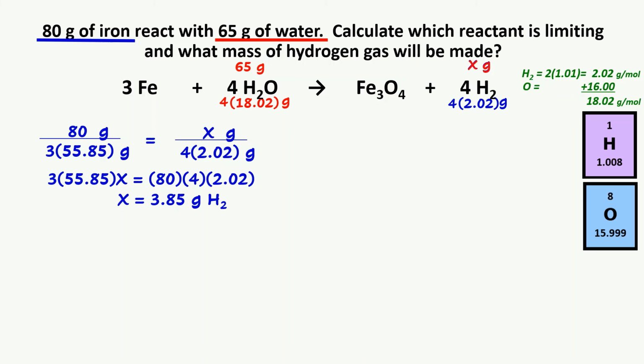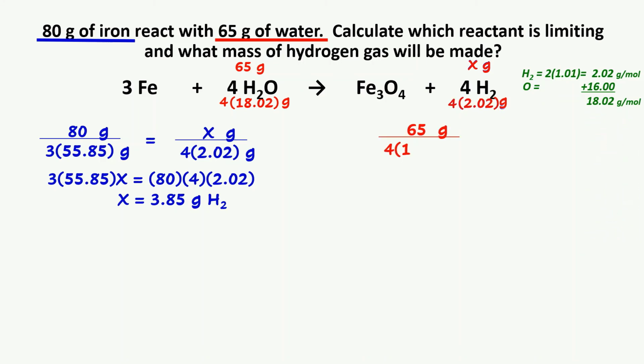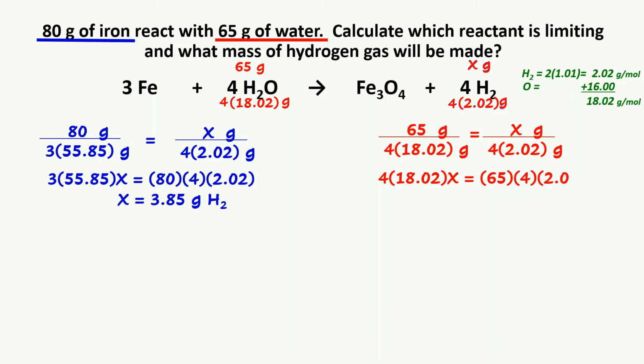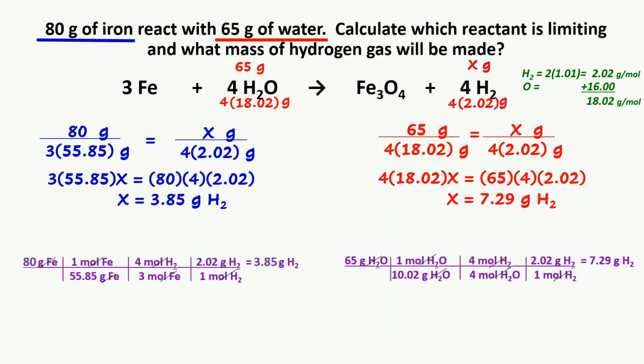The right side of my proportion is the same that I wrote in my first proportion because we're working with the same product. So 65 over 4 times 18.02 grams will equal x over 4 times 2.02 grams. Again, we cross multiply to solve for x, and x comes out to be 7.29 grams of hydrogen. And dimensional analysis will give you the same answers as the proportion method that I demonstrated.